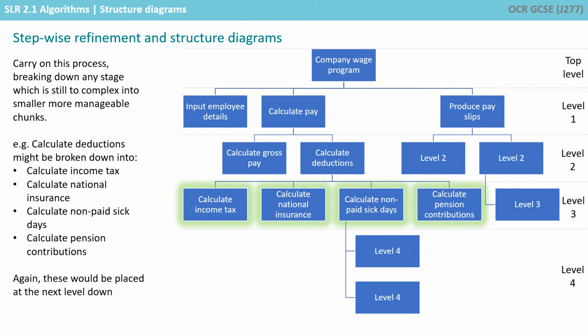You would carry on this process, breaking down any stage which is still too complex into smaller, more manageable chunks. So again, you might decide that calculate deductions actually has far too much complexity in it and needs breaking down into 4 separate problems to tackle, e.g. calculate income tax, calculate national insurance, calculate non-paid sick days, and calculate pension contributions. Once again, these would all need to go underneath calculate deductions at the next level down of our structure diagram.